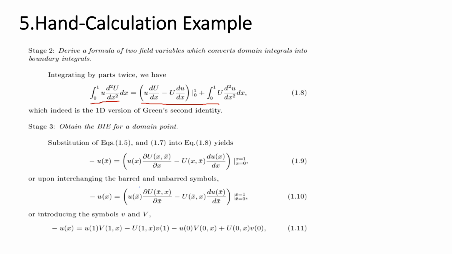Then the next stage, we obtain a boundary integral equation for a domain point. We do this by substituting the governing equation and also the condition that satisfies the solution for the boundary equation into equation 1.8, and we yield this equation right here for negative U of x bar. And then upon interchanging the barred and unbarred symbols, we obtain this equation, and we introduce the symbols, the small letter v and capital V, as defined in previous slides to yield this.